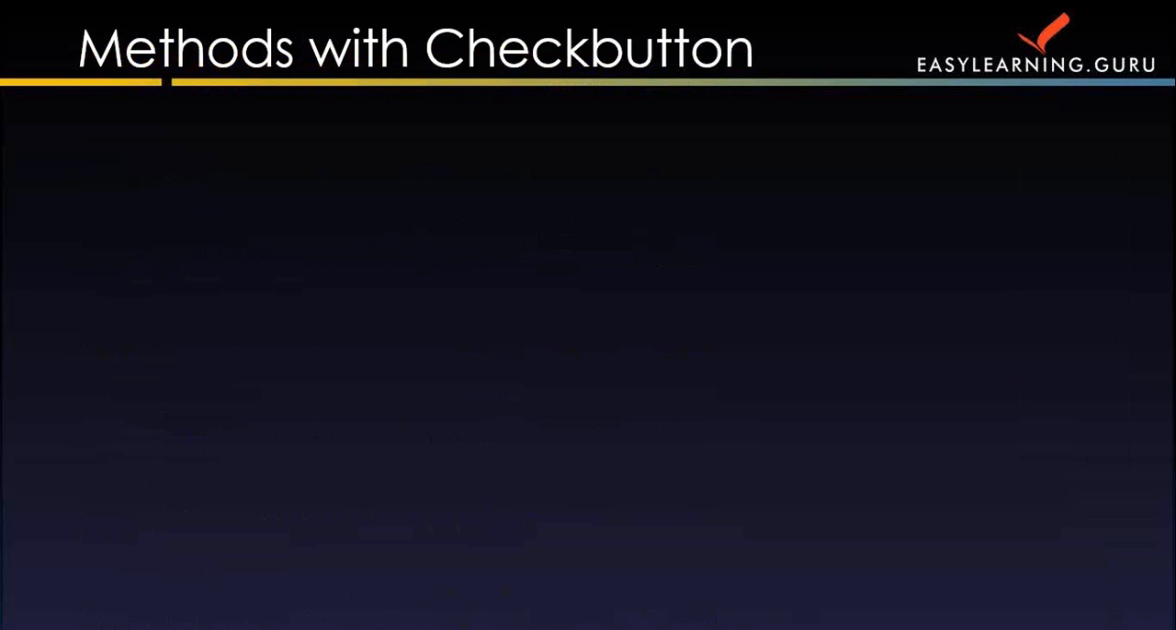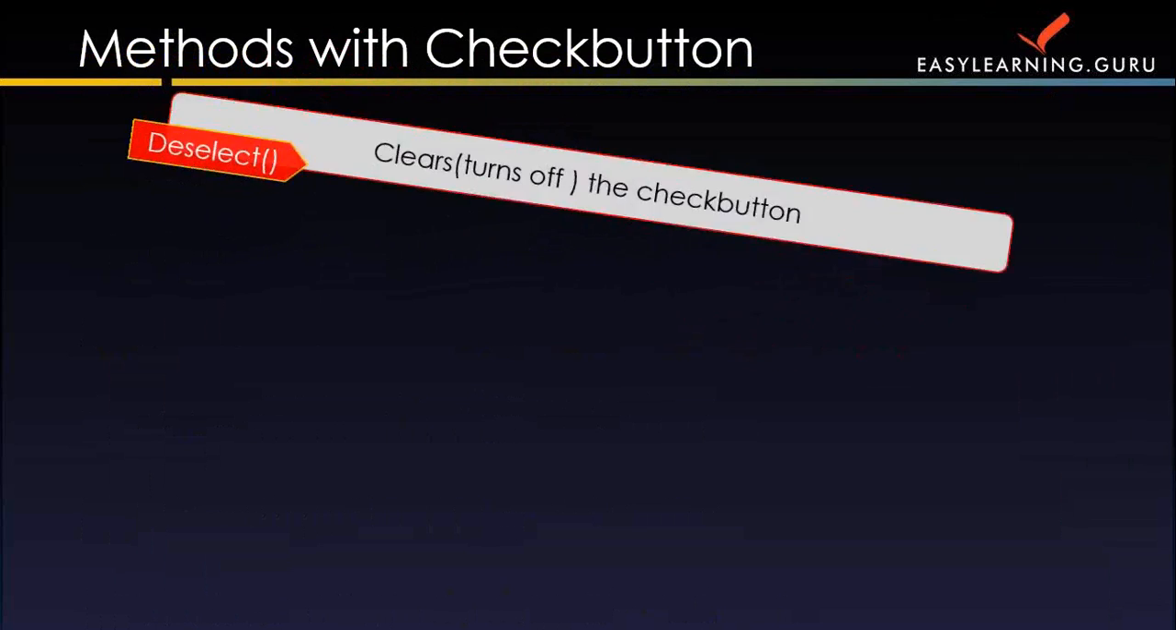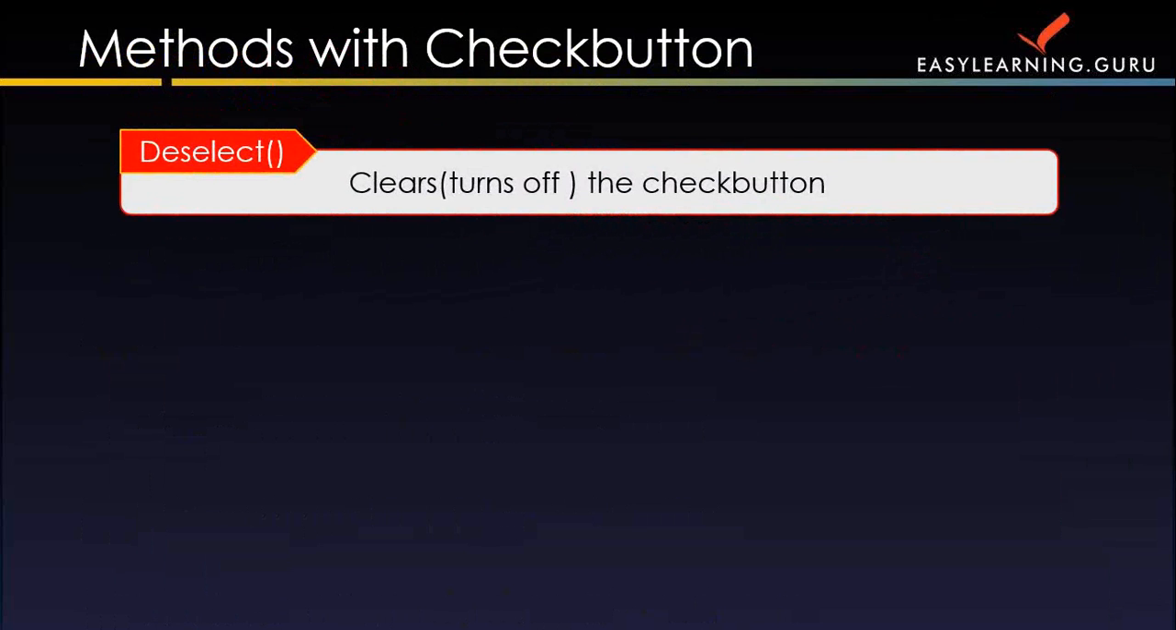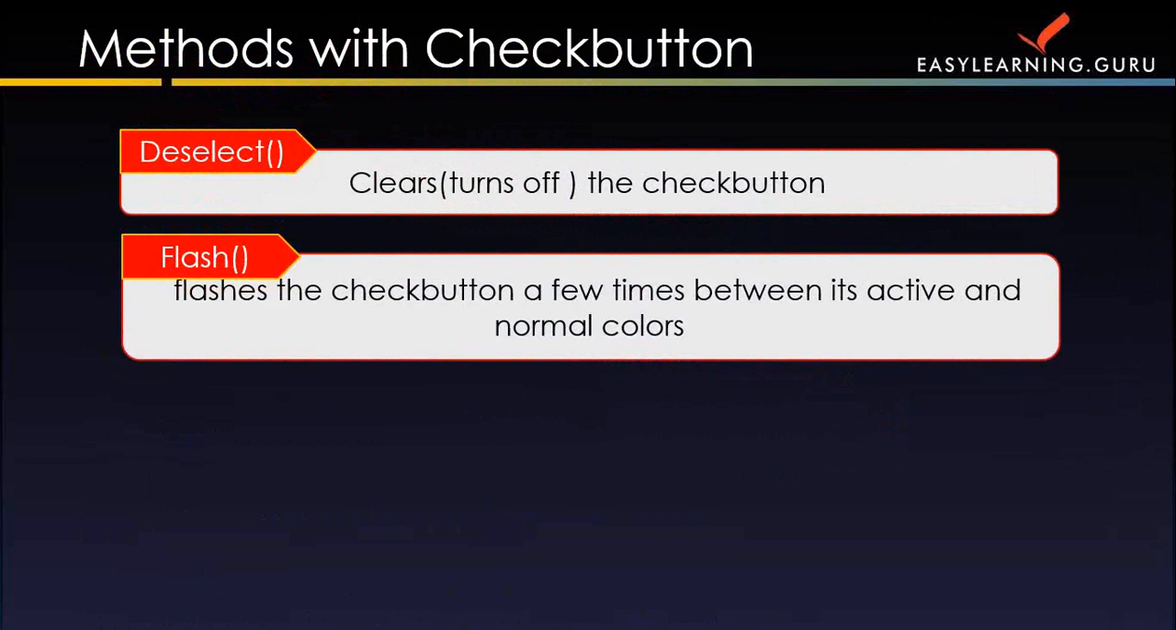Next we'll talk about the methods associated with your check button. There are a few methods associated with this widget, and we'll look into them one by one. First is deselect, which simply deselects the checkbox, that is, sets the value to your off value. Then we have flash, which flashes the check button a few times between its active and normal colors, that is, redraws the button alternating between its active and normal appearances.